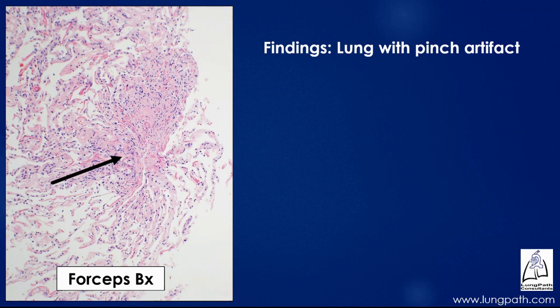How about this forceps biopsy? There's an arrow pointing to something there. That's pinch artifact. And that's one of the reasons why cryobiopsies are nice, is that they don't have this pinch artifact, because it's freezing tissue and ripping it out rather than squeezing it and tearing it out.